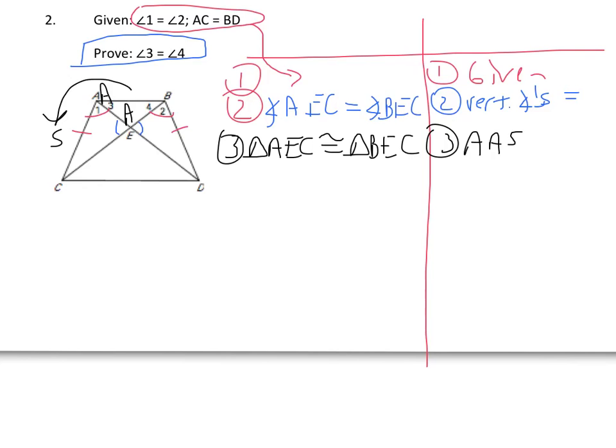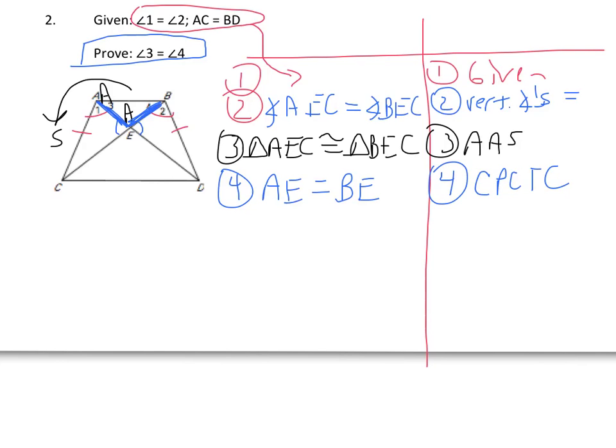Now once we get the triangles congruent, we want to say that AE, this side right here, is equal to BE in step number 4. So I can say AE is equal to BE, and that is by, once we have triangle congruency, those are corresponding sides or corresponding parts. So that's by CPCTC.